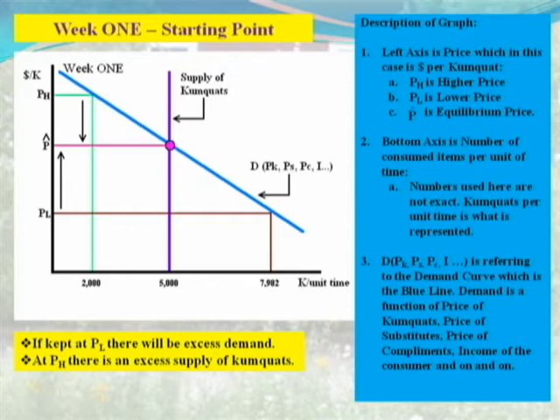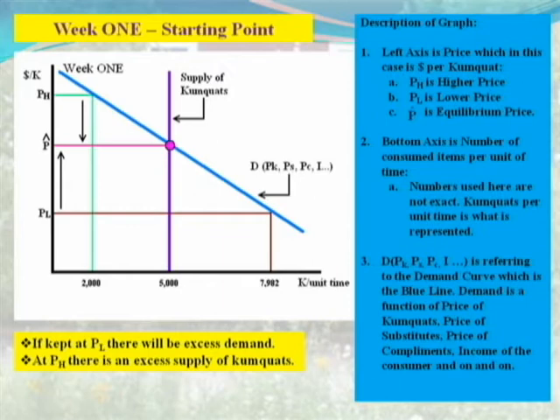Number 1, left axis is price, which in this case is dollars per kumquat. A, price level P subscript H is higher price. B, price level P subscript L is lower price. C, price level P with the hat on it is equilibrium price.